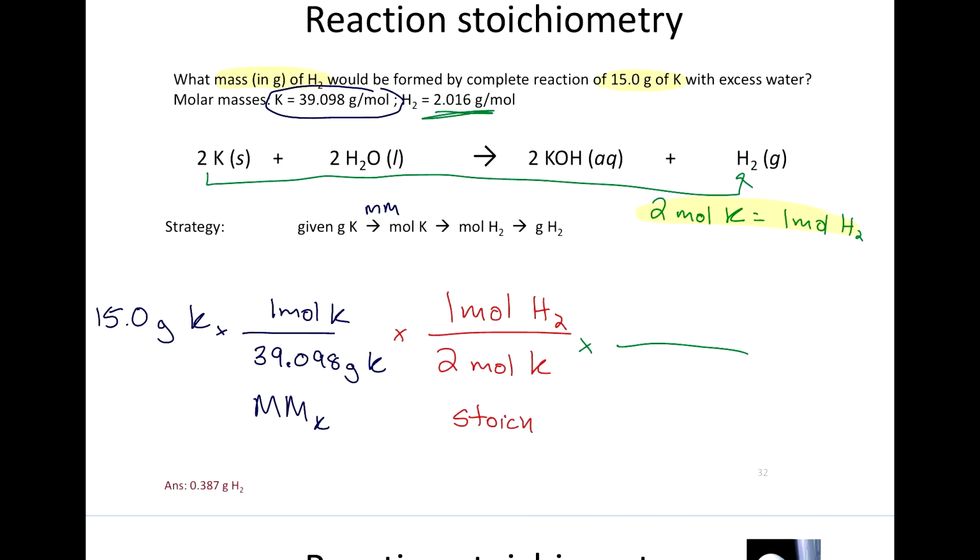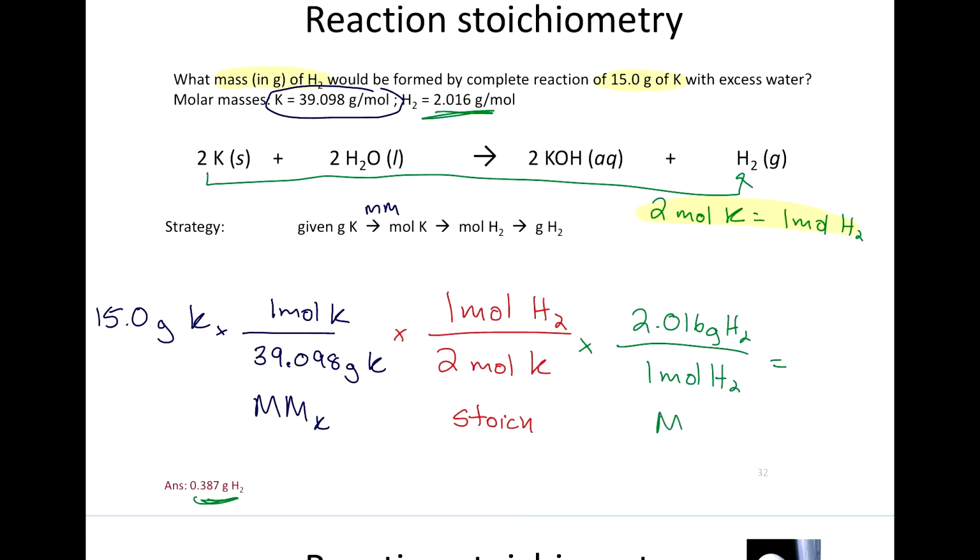But this time, where am I going to put the 2.016? Is it going to go on the top or the bottom? Top, yes. So 1 mole of H2 goes on the bottom, and 2.016 grams of H2 goes up top. And then the answer is down here: 0.387 grams of hydrogen is produced.